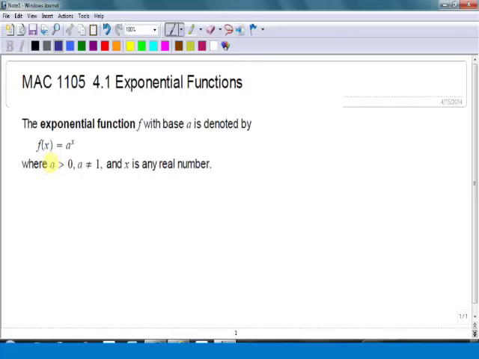New type of function, new to us anyway, exponential functions. An example of an exponential function will be 2 raised to the x power. You can compare this with a polynomial function that we would have seen, well, in section 3.1, quadratic functions, x to the second power, kind of a role reversal.